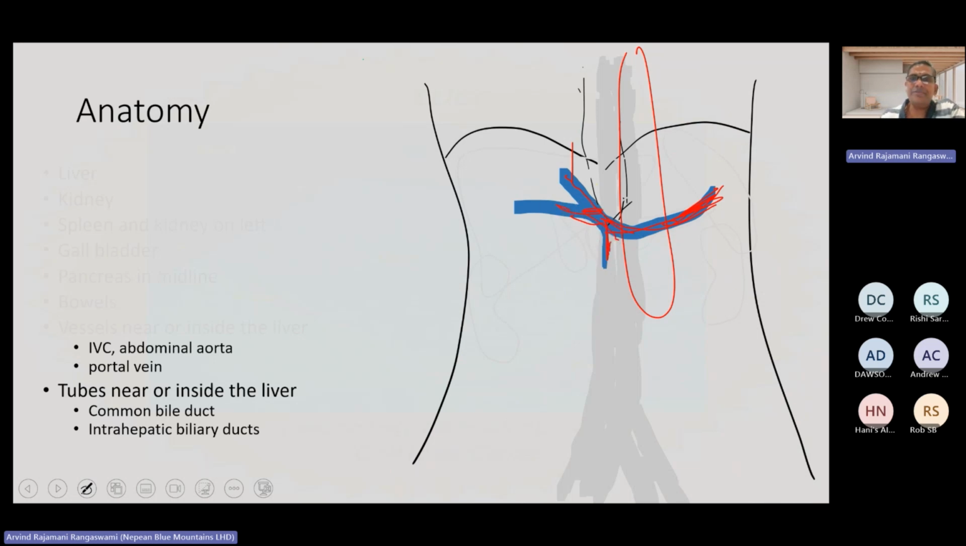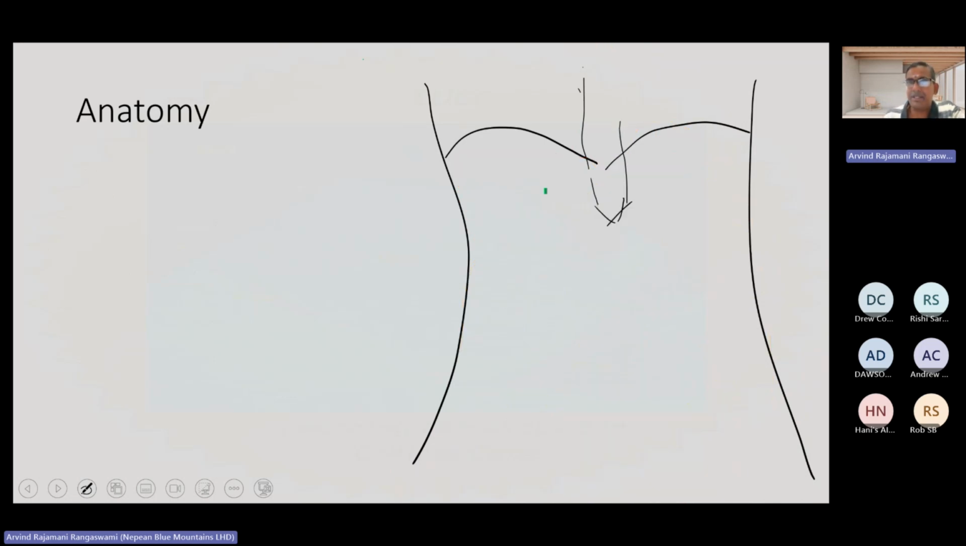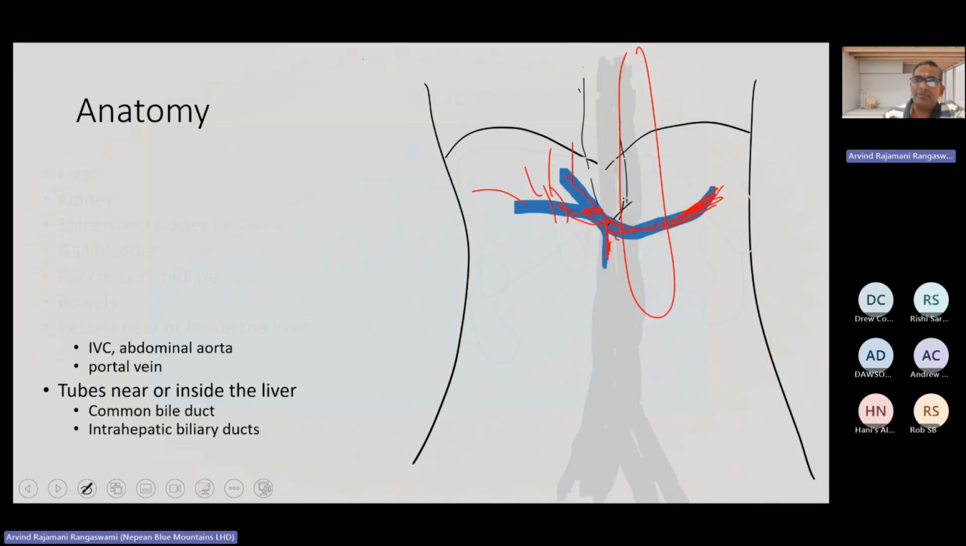Then you have the tubes inside the liver, which is the bile ducts and so on, and you have the bile duct joining into the gallbladder. You have the pancreatic duct. Sorry, you have the pancreatic duct joining into that confluence. So we all know this anatomy.